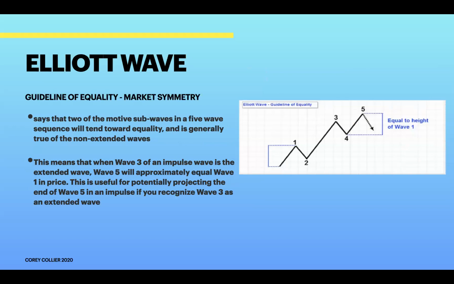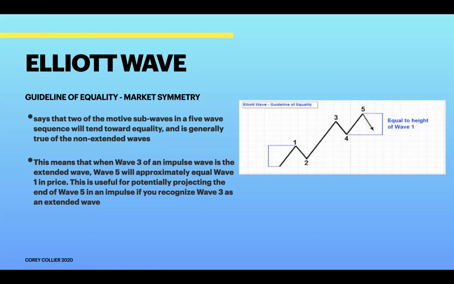So I've mentioned market symmetry before. All right, and this is the reason why I've mentioned market symmetry. Okay, the market likes to stay balanced, guys. All right. So the guideline of equality means that two of the motive subwaves in a 5-wave sequence will tend toward equality, meaning that they'll be about the same length as far as price, right? And it's generally true of non-extended waves.